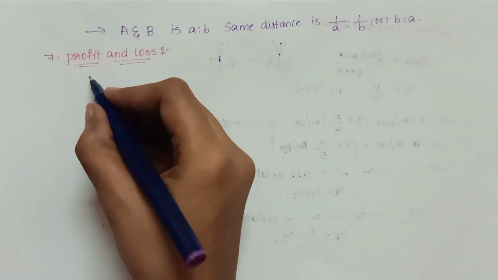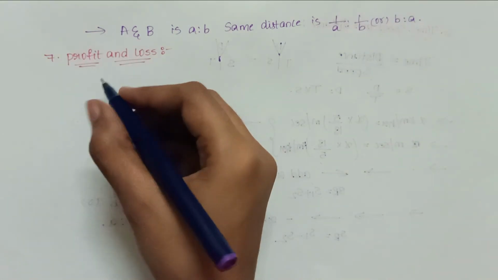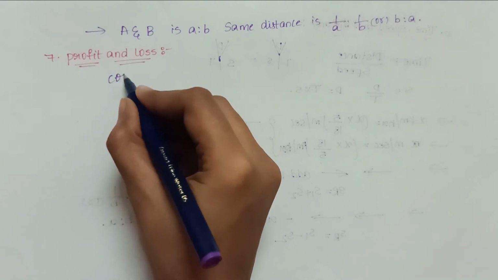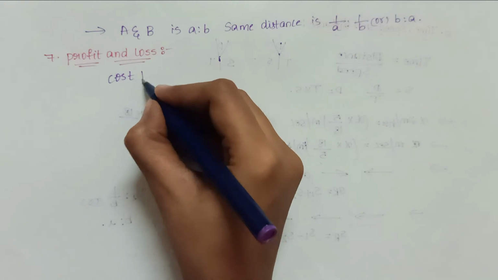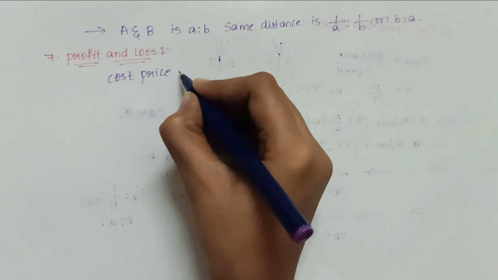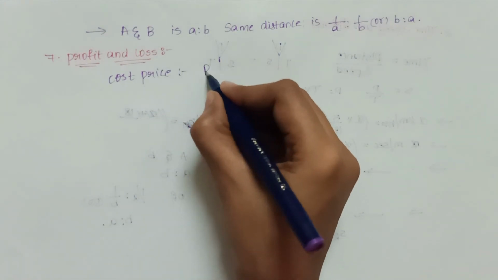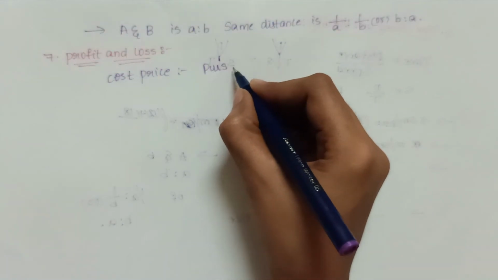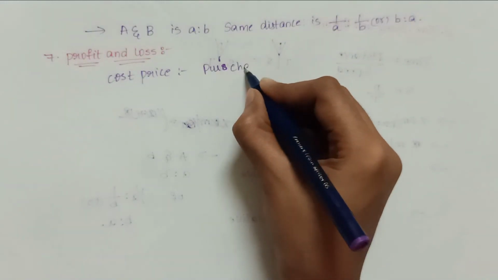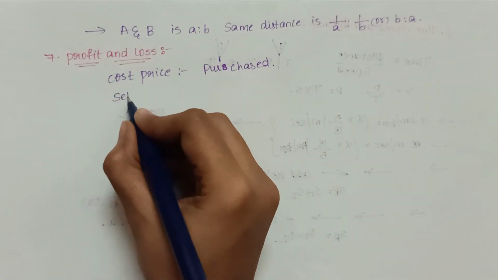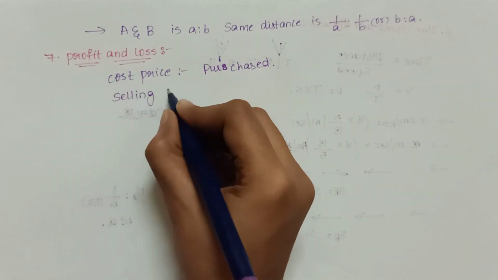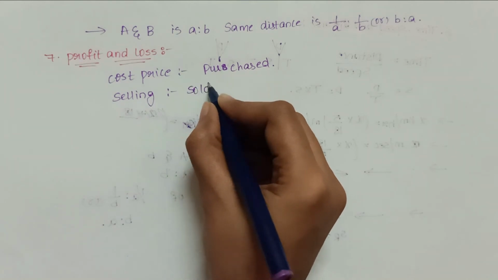Now seventh topic, profit and loss. First, we want to know what is a cost price and selling price. So first, cost price is the price at which we purchased, it is called the cost price. Selling price means the price at which we sold, it is called the selling price.